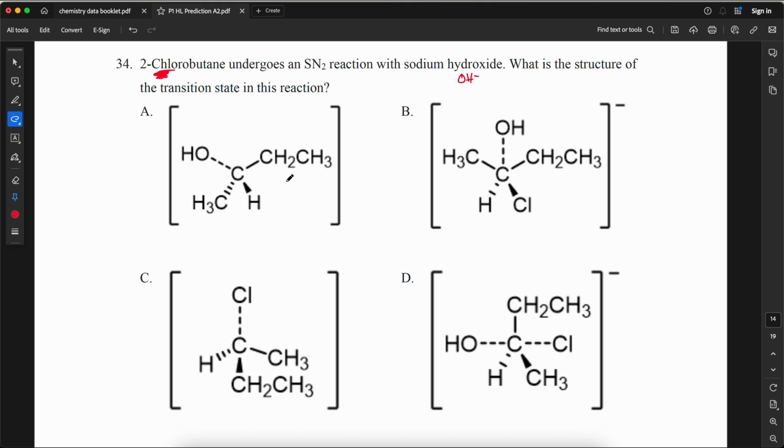For A, there is no Cl, and for C, there is no OH. For B and D, both contain OH and Cl. But the difference here is that the one that has a dashed line has only OH but not Cl. It should be both, okay? Because this will show the molecule being added and the other leaving simultaneously or continuously. So the answer will be D.